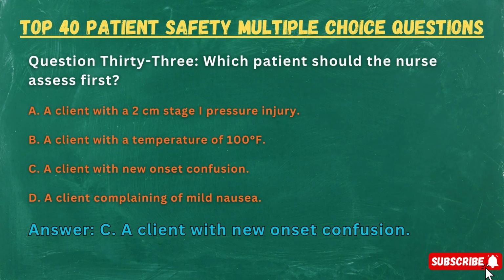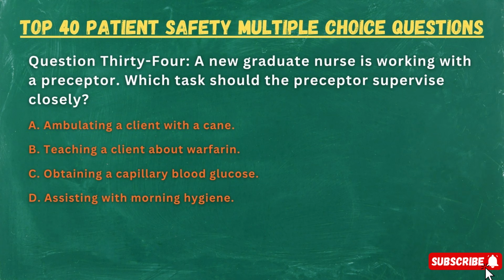Answer. B. Axillary temperature. Question 34. A postpartum client expresses fear about caring for her newborn. What is the nurse's best response? A. Don't worry, it gets easier. B. You just need practice. C. Let's talk about what you're feeling and how we can help. D. Your partner can help too.